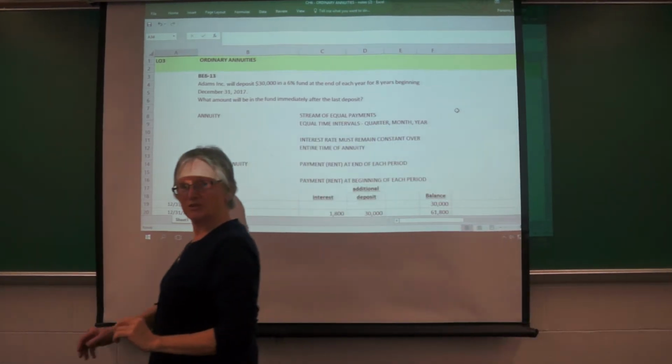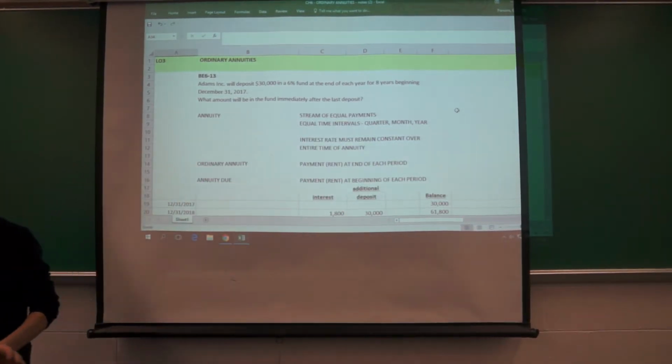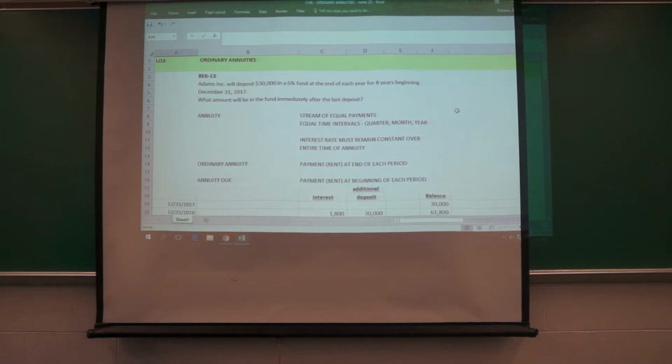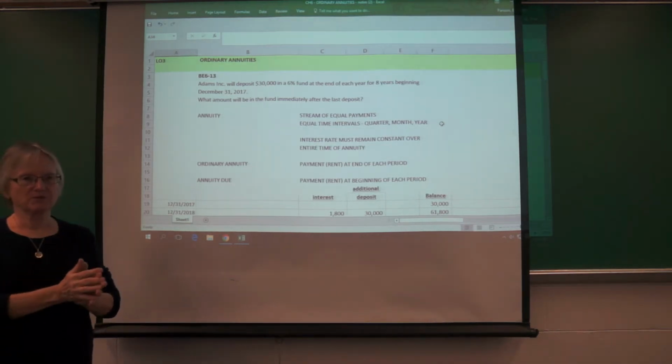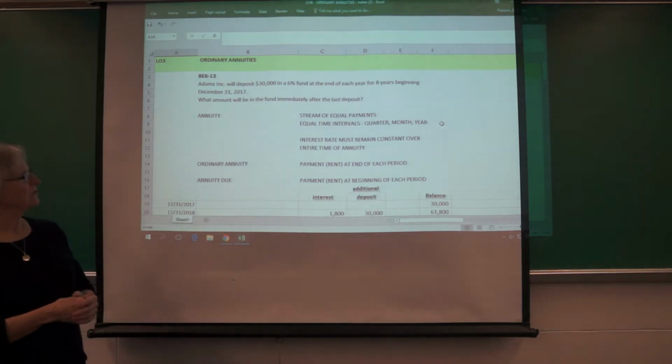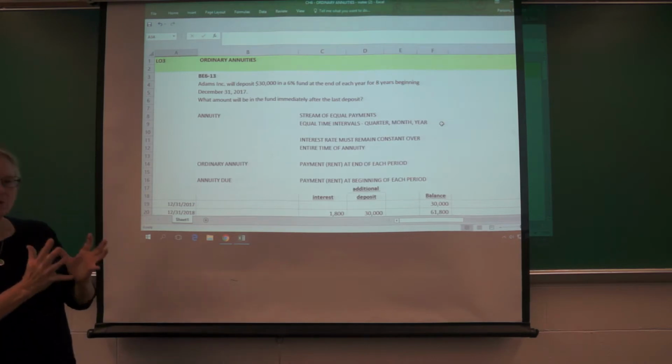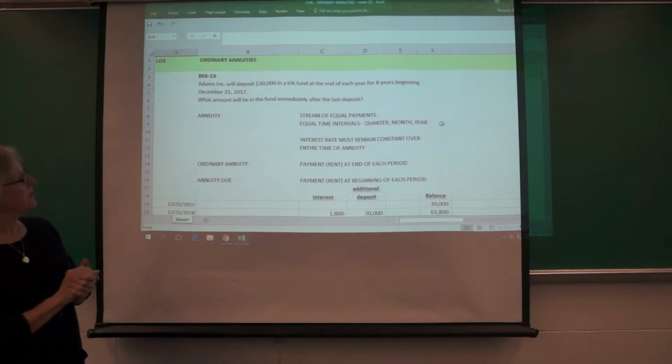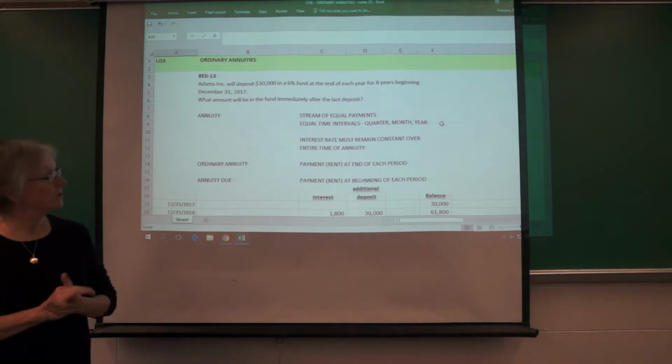Okay, so the first question we ask on an annuity is, what is an annuity? An annuity, as you can see here, is a stream of equal payments. So instead of having a lump sum of $4,000 today that's going to grow, now we're going to be putting in $4,000 every year, or we're going to be receiving $4,000 every year. A stream of equal payments, they have to be the same amount because they're equal.